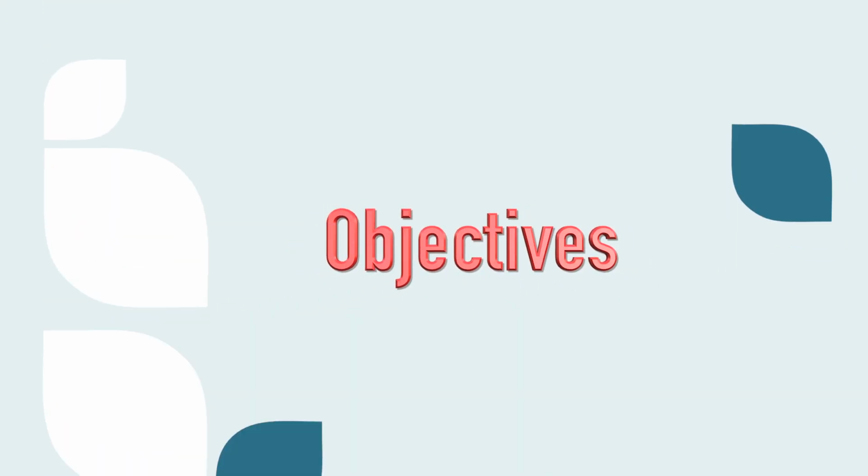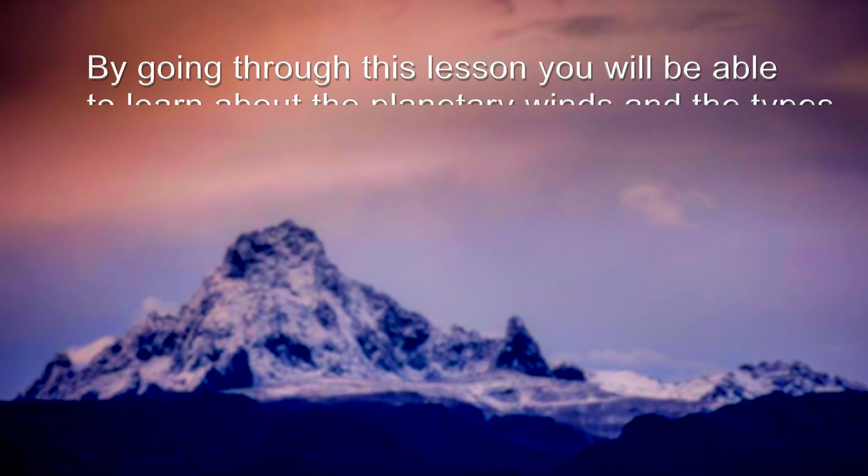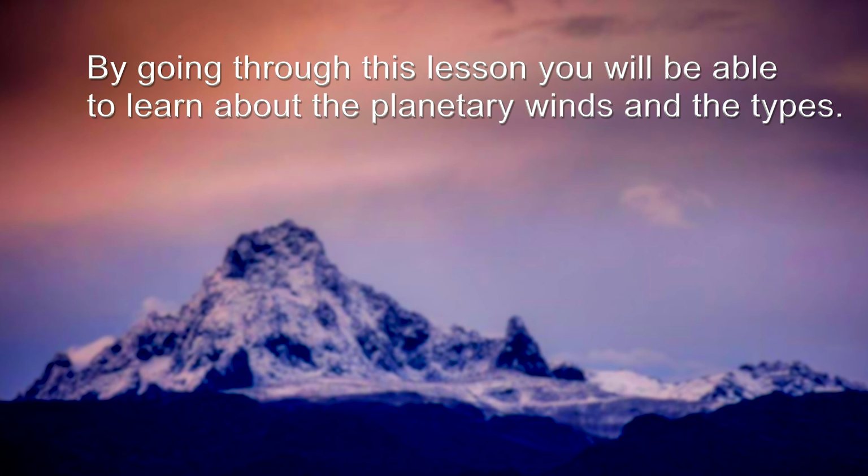Since these winds are distributed all over the globe and are related to thermally and dynamically induced pressure belts and rotation of the Earth, they are called the planetary winds. These winds include the trade winds, westerlies and the polar winds. By going through this lesson, you will be able to learn about the planetary winds and their types.